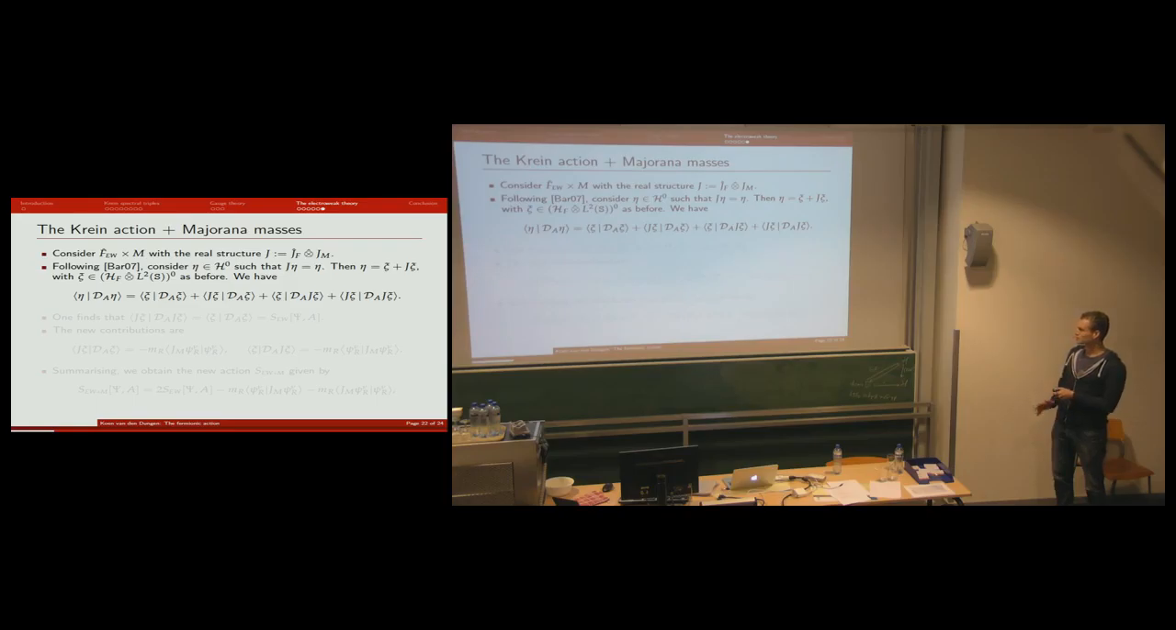So instead of only requiring that our generic vector eta is even, I now follow Barrett's approach and say that it also must be real. So the real structure acting on eta must be just eta itself. So this reduces the degrees of freedom again by a factor 2. One can check that J squared is equal to 1, so this is actually a sensible requirement to make.